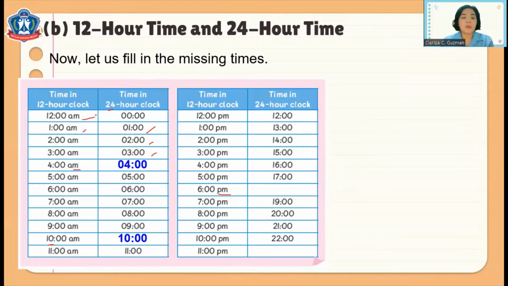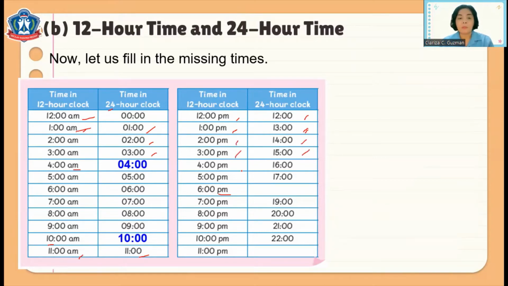So from 1 a.m., they are the same, but in 24-hour clock, we will not use AM. 11 a.m. is 11 o'clock. 12 p.m. or 12 noon is 12 o'clock. When it is already 1 p.m., we will use 13. It means we just continue the time or the number. So from 12 is 13. If 2 p.m., we continue, that is 14.